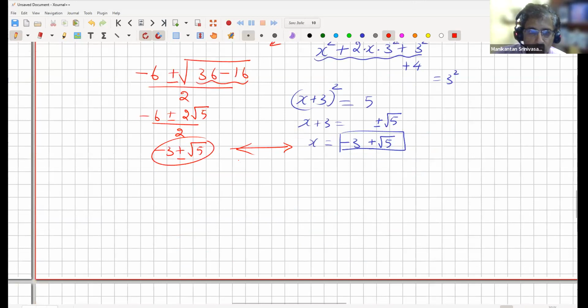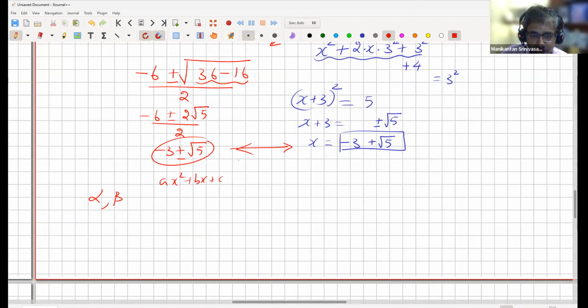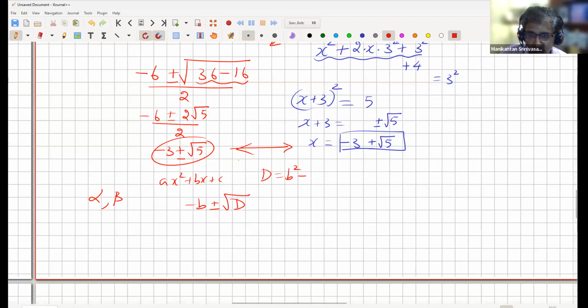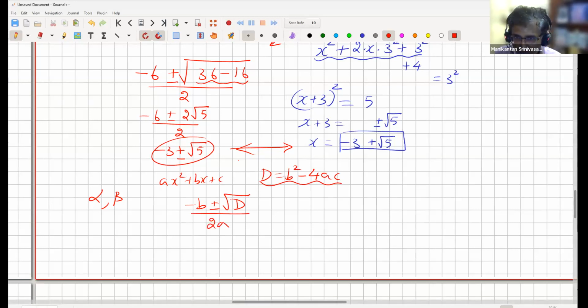Okay, so the two roots alpha and beta of the quadratic ax square plus bx plus c are minus b plus or minus root of b square minus 4ac, which is your discriminant, whole by 2a. B square minus 4ac is the discriminant. We did quadratics in detail, right? Now, when we have a quadratic, the two roots are where it cuts the x-axis, right?